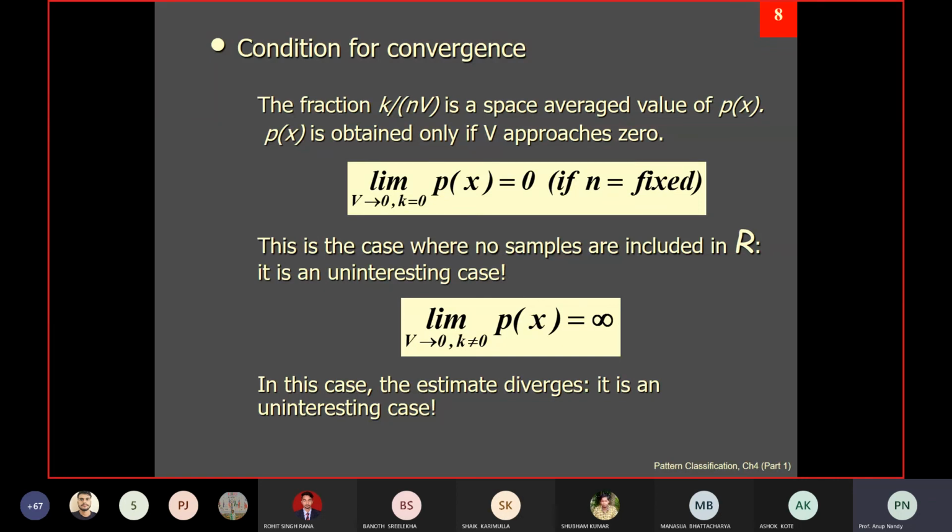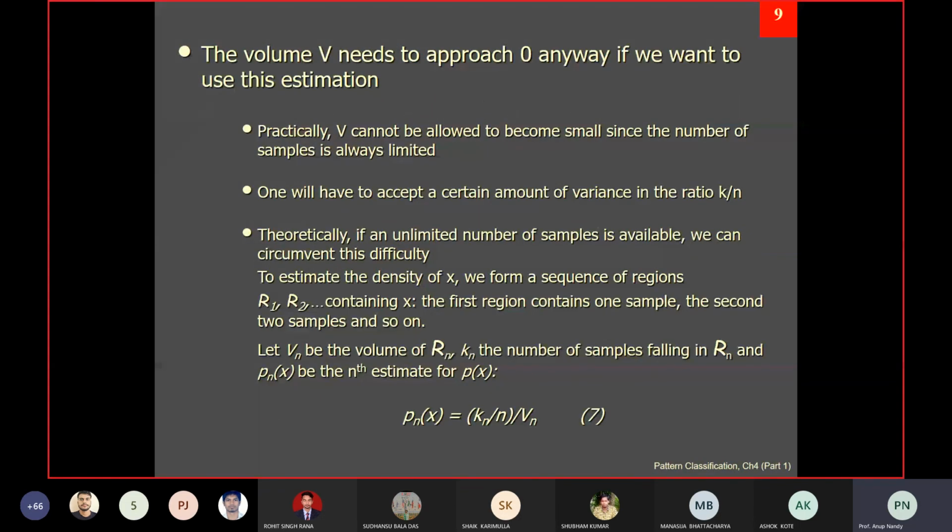Okay, now you can check. This is the case where no samples are included in it, so it is an uninteresting case. Okay, so limit n tending to infinity, if k is not equal to 0, then px is equal to infinity. So this estimate diverges. Okay, so it is an uninteresting case. Now the volume v needs to approach 0. Anyway, if you want to use this estimation, then these are the observations that we have already seen.